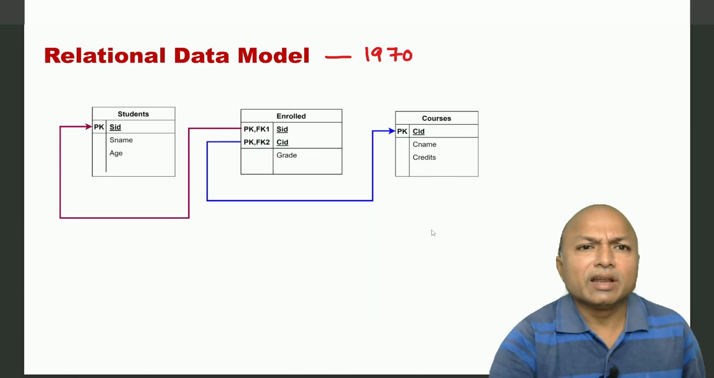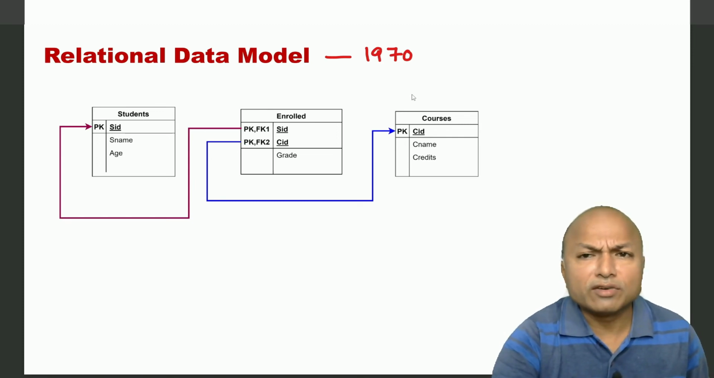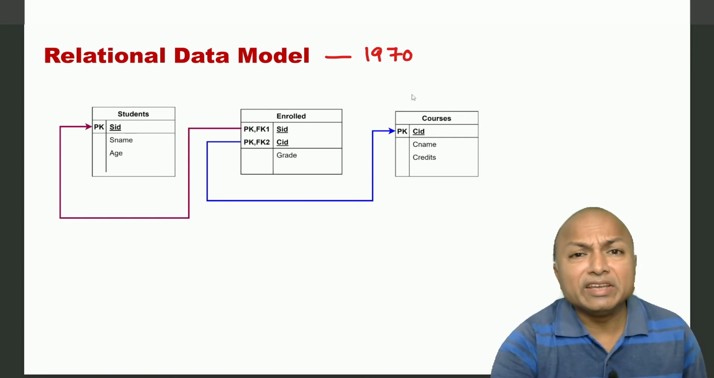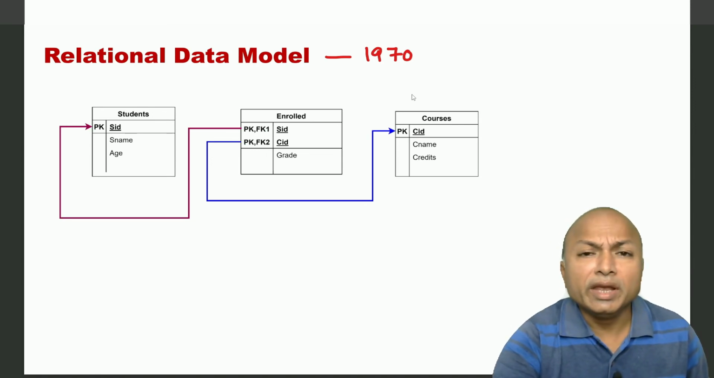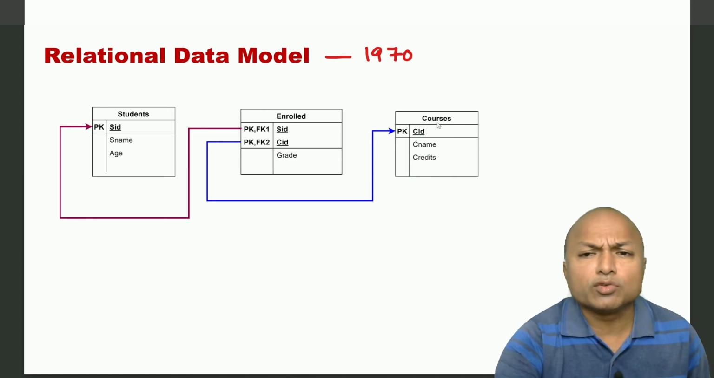Let us consider the relational data model. The relational model came in the year 1970 after the network model. In the relational model, the data is stored in the form of tables. Each table consists of a set of columns and rows. In this diagram, you can see 3 tables: one is students, another is enrolled, another is courses. Students have attributes SID, SName, age, whereas courses have CID, CName, credits, and enrolled has attributes like SID, CID, and grade.